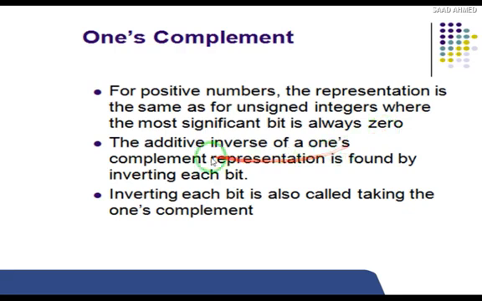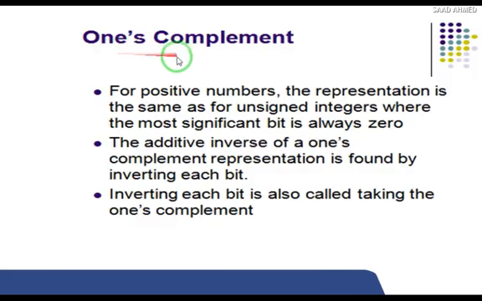But the additive inverse of a 1's complement representation is found by inverting each bit. Now, if you want to convert a positive number into a negative number, you need to take its 1's complement as step 1, and then the 2's complement as step 2, to convert a positive number to a negative number in the signed number system.